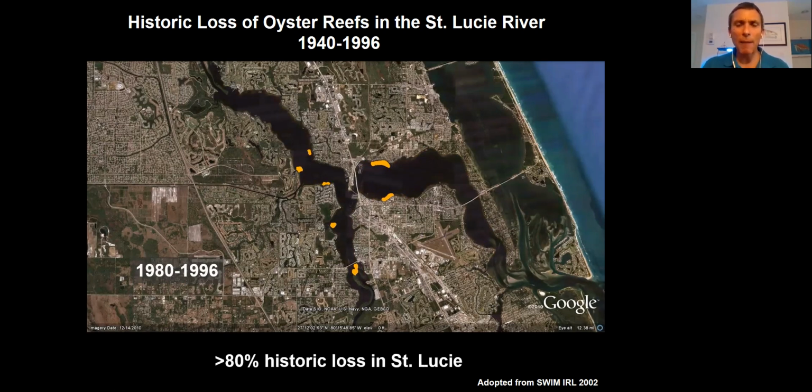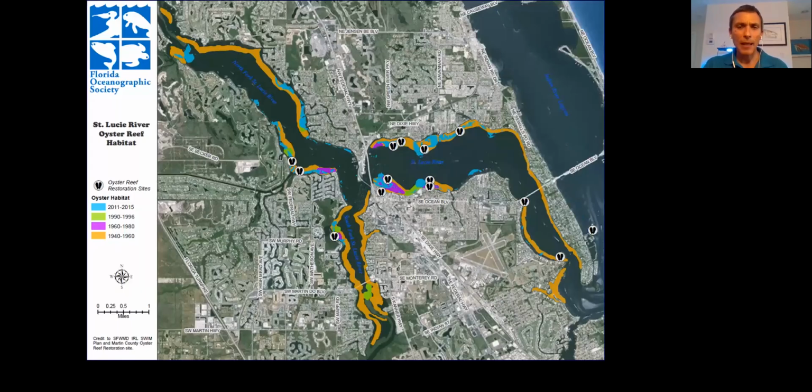Now take a look at this map. I wanted to show you this one second because all of those layers I just showed you are overlain on one another. Basically what you're looking at here, the 1940 to 60 layer is in orange. The 1960 to 80 layer is in that pinkish color. The 1990 to 96 layer here is green. You see there's not very much. But the good news is the most recent layer, the 2011 to 2015 layer, there's actually some more oyster growth.